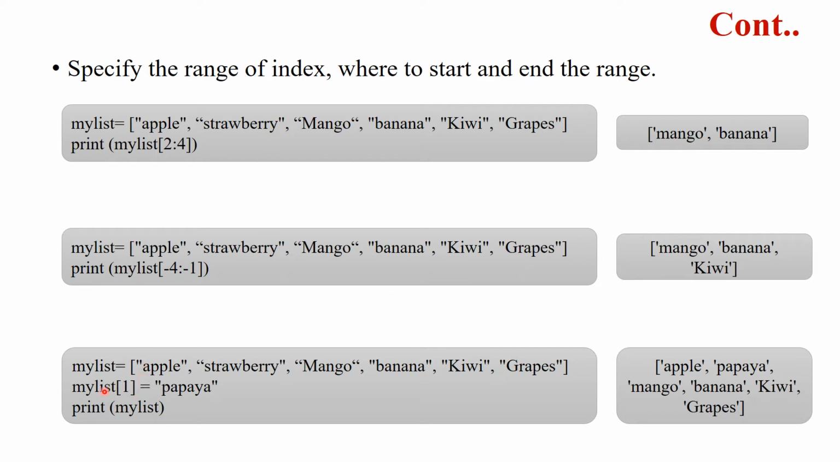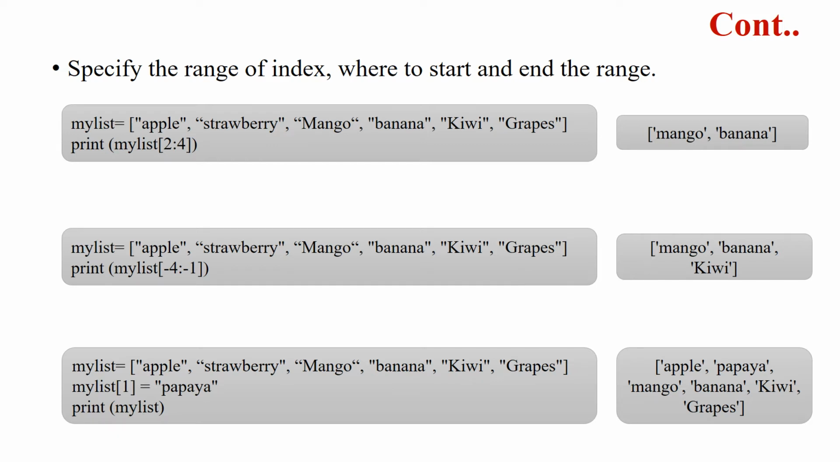See the next example: my list, the list of 1 is equal to papaya. I'm going to modify the index value of 1. At index 1 here it is strawberry. Instead of strawberry I am going to replace it with papaya. Now if I print the list, first it will print apple, then the strawberry is replaced with papaya, then mango, banana, kiwi and grapes will get printed.